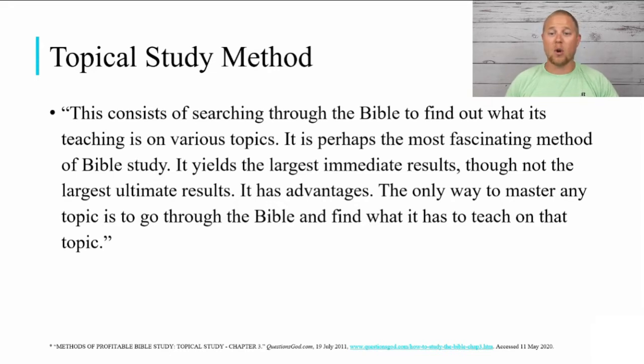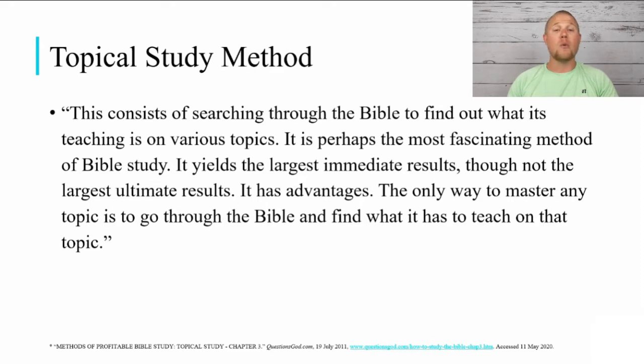It has advantages. The only way to master any topic is to go through the Bible and find what it has to teach on that topic. So as we talked about last week, the Bible is a grand tapestry. From the book of Genesis to the book of Revelation, God has woven this beautiful tapestry. And so in order to come to conclusions about certain topics, we can't just look at one verse or even just one book of the Bible. It's really going to be in our best interest to have a systematic understanding of that topic.